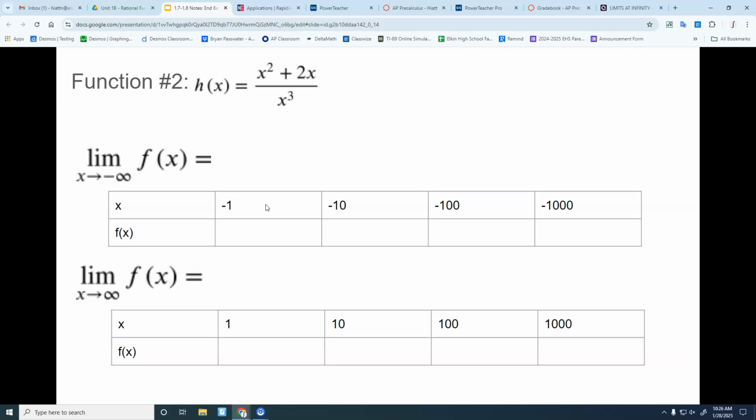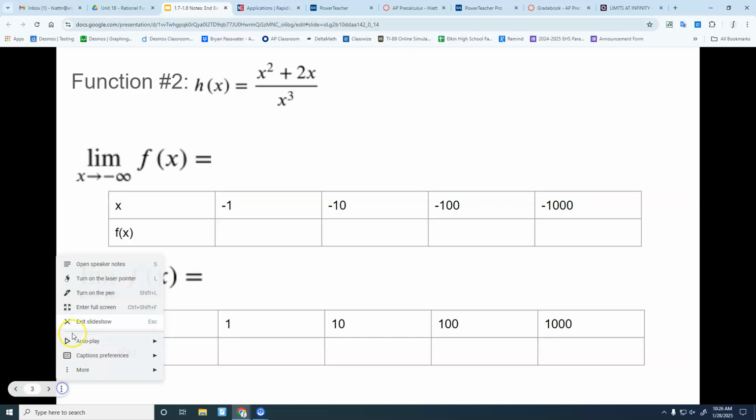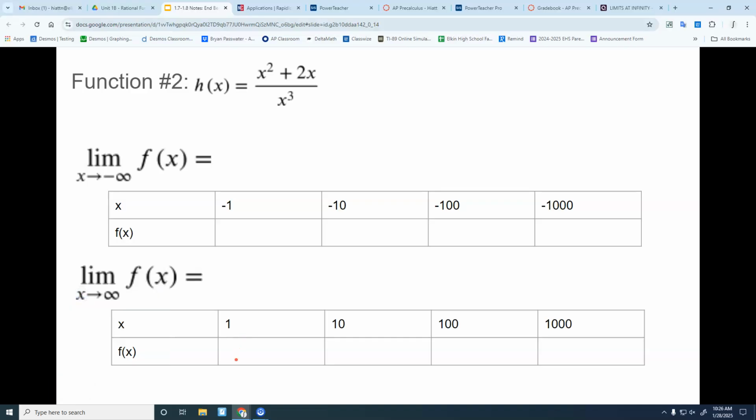So if I'm doing the positives, if I'm doing 1, well, let me do the pen from this view. If I'm doing 1 squared plus 2 times 1 over 1 cubed, then that is going to be 1 plus 2, which will give me 3 over 1. So I get 3 right here.